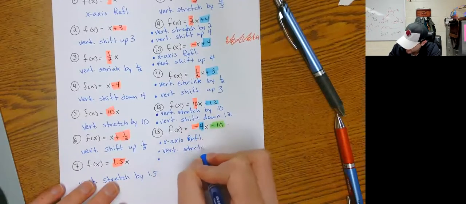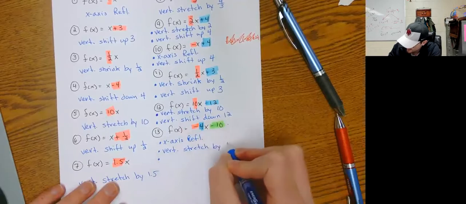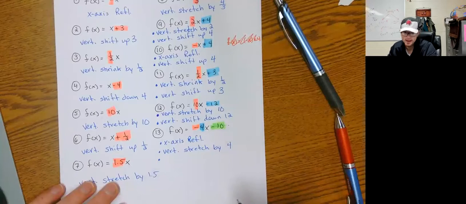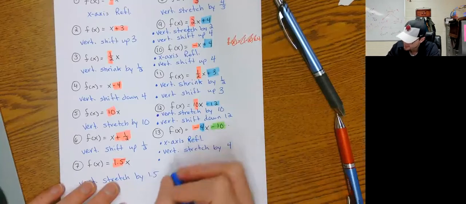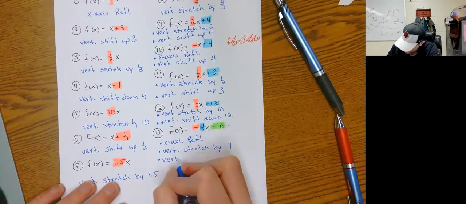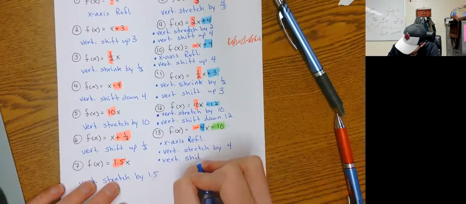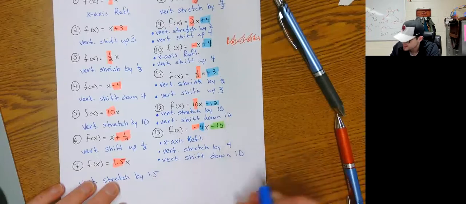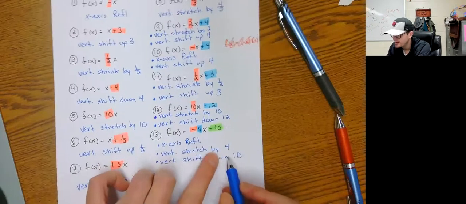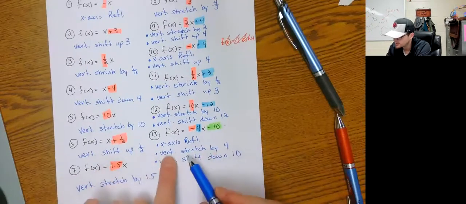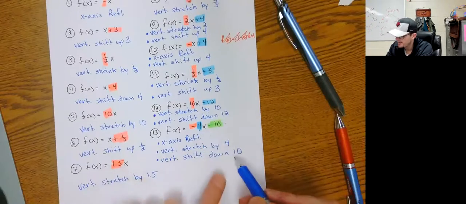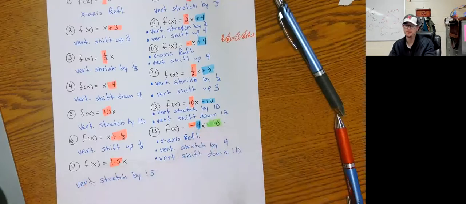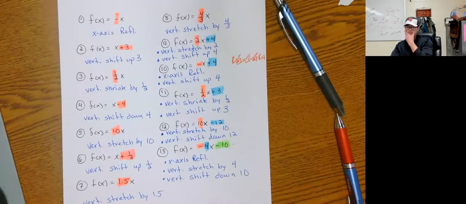so vertical stretch by 4. All right, now we got the last thing, subtracting 10 off the end, so that is a vertical shift down 10. So, right, I did not put a negative 10 and I did not put a negative 4. Vertical stretch by the 4, and then vertical shift down 10. Down is the negative, down 10.